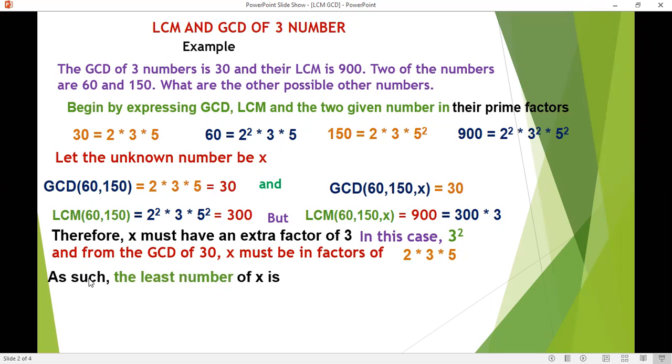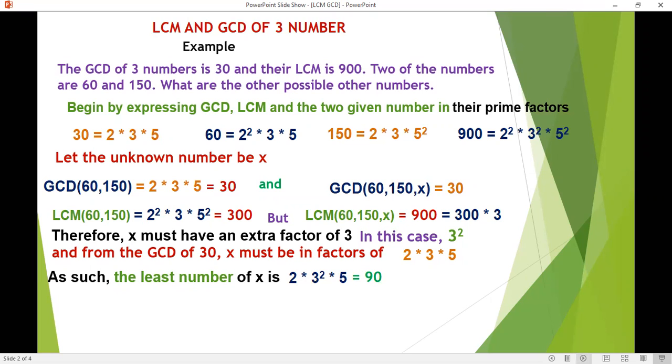So we can get the least number x using those factors from the GCD, that is a 2, a 3, and a 5. But then we know that x must come with 3 having a power of 2. So this will be the least number, where 2 has the lowest power, 5 has the lowest power, but 3 must have a power 2 from what we saw in the LCM. So the least number in this case will be 90.